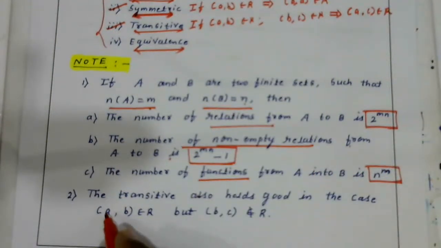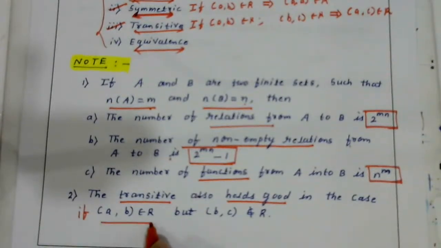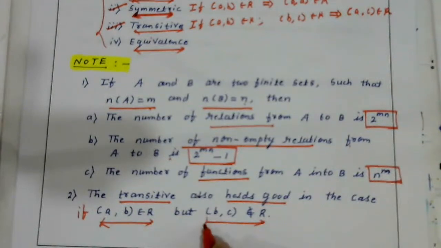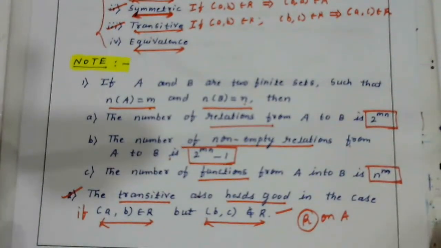A second note related to transitivity, which is very important. Transitivity also holds in the case where (a, b) belongs to R but (b, c) does not belong to R. So whenever the second ordered pair does not exist to compare, we say that the relation satisfies transitivity. So this was just a revision of what you learned in sets and relations and some of the results. So let us go on to discuss some examples.